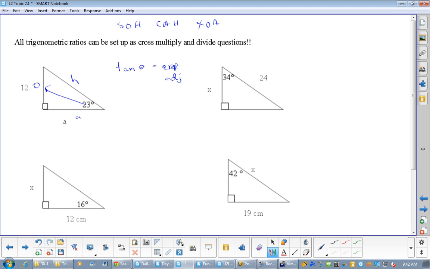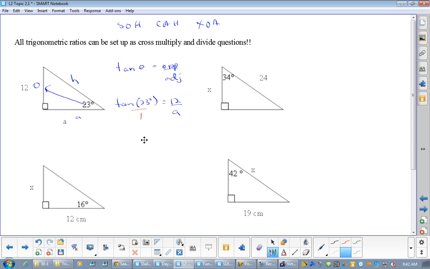Now, the next thing is to fill in the information. So this would be tan 23 degrees equals opposite is 12 over adjacent. So that's just A. Now, is it clear that we're looking for A? Now I just want you to know this is over 1, okay?